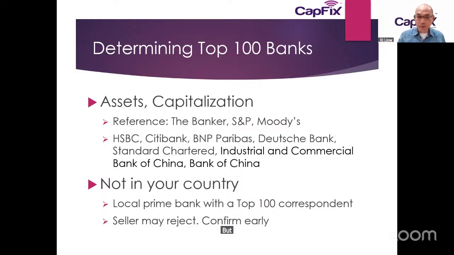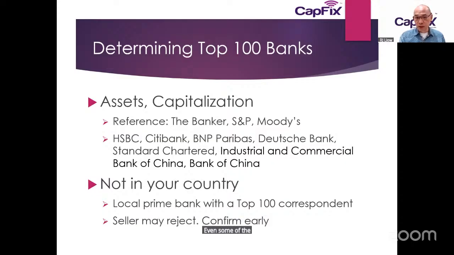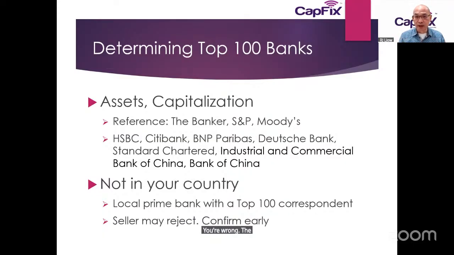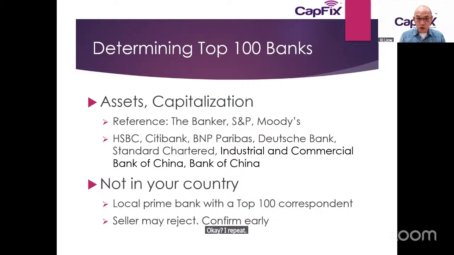But some of the general and common top 100 banks used in this industry are HSBC, Citibank, right? Even some of the China banks, right? You may have the perception that China may be a little bit backward, therefore their banks are a bit backward and not in the top 100. You are wrong. In the world's top 100 banks, the top 4 spots are occupied by banks in China. I repeat, the top 4 banks in the top 100 bank list are from China. So they are very, very huge and powerful, right? So don't think they are just a China bank. No, they are huge.